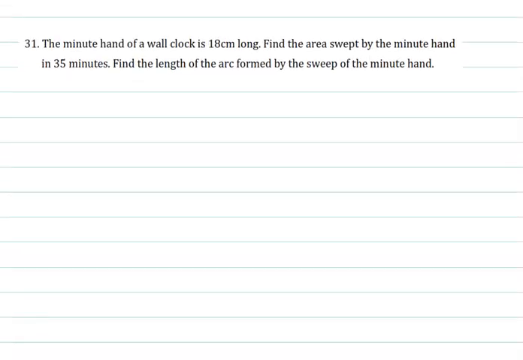The minute hand of a wall clock is 18 meters long. Find the area swept by the minute hand in 35 minutes. See, we all know the minute hand covers how many degrees in 1 hour? In 60 minutes it covers 360 degrees. So in 1 minute it covers 360 by 60, that is 6 degrees. It covers 6 degrees in 1 minute.